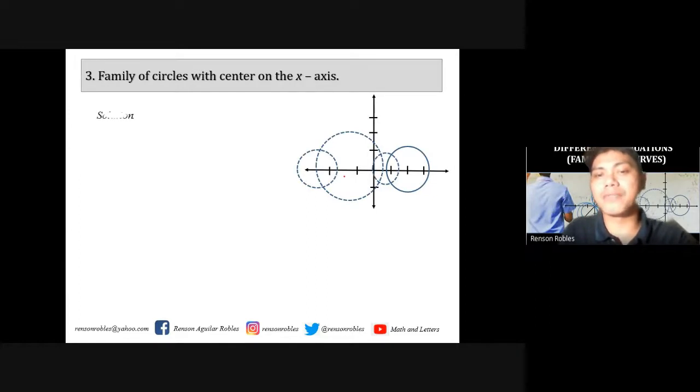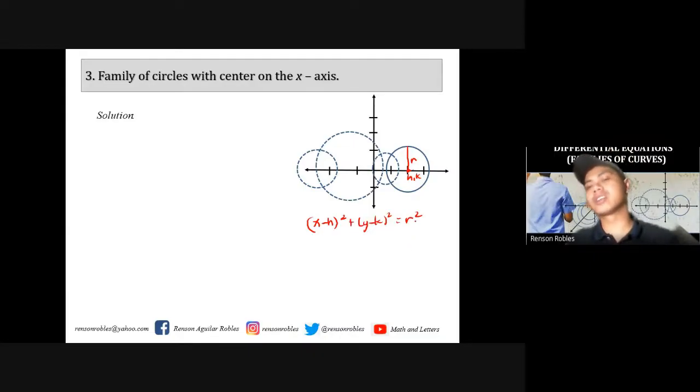And you can see that each of these circles has its center on the x-axis, say here the center (h, k) and this is the radius r. Then we can use the center-radius form of a circle, (x − h)² + (y − k)² = r², where h and k are the center and r is the radius. And since the center is located on the x-axis, the y-coordinate of a point on the x-axis is always 0. It means that k is equal to 0. So the center is now located at (h, 0).